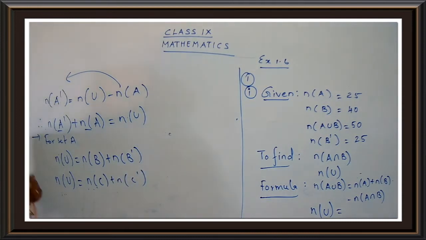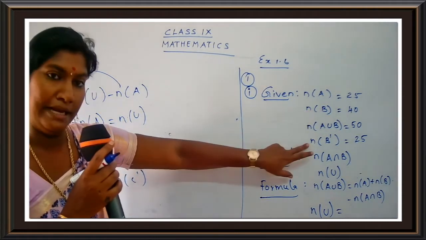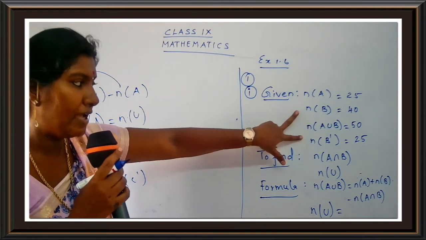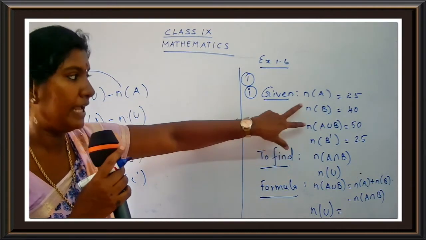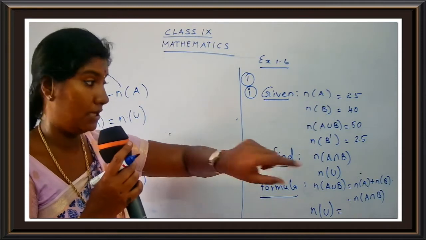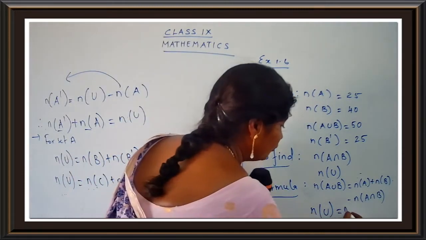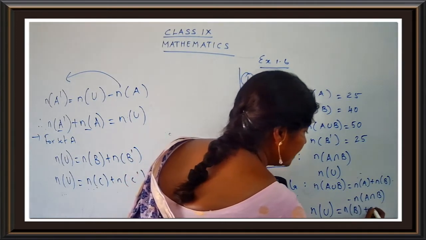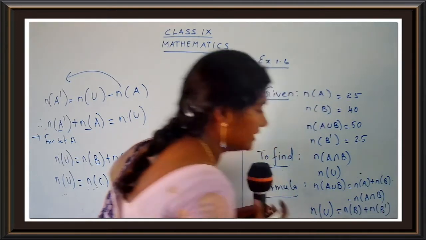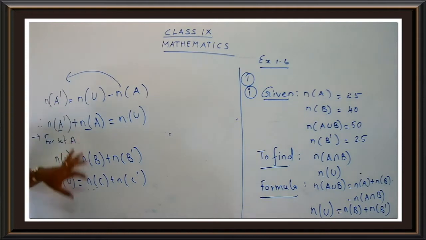So now here we know the value for B and B dash. So what we are going to do is take the set for B. So what will be the formula for n of U? The formula for n of U will be n of B plus n of B dash. Just take the formula. So you can just apply the formula for any set.